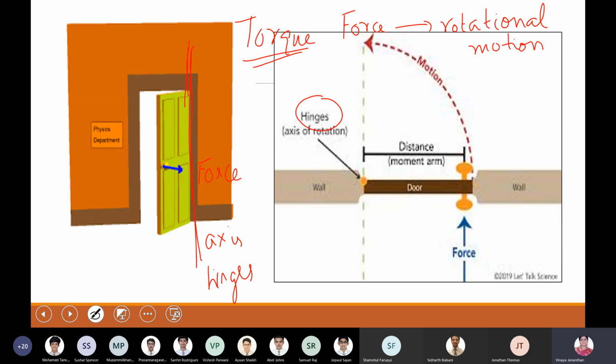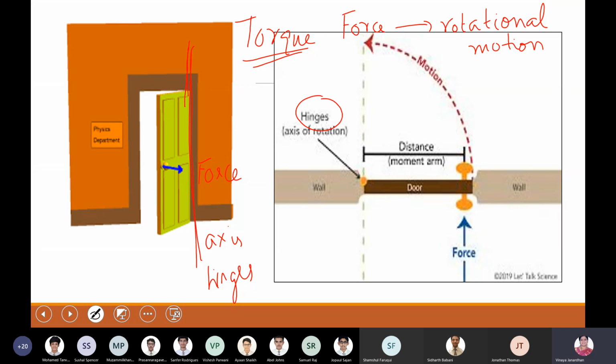Is that clear, boys? So the rotational motion of the door depends on how much force you're applying. If you apply a greater force on the knob, you're going to bang the door. When you apply a force on the knob, you're either going to close the door or open the door. So the rotational motion of your door depends on the force which is applied. And there is one more factor which is going to affect the rotational motion. What is that factor?